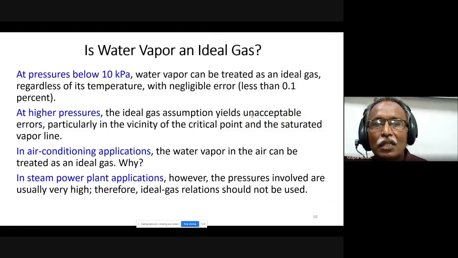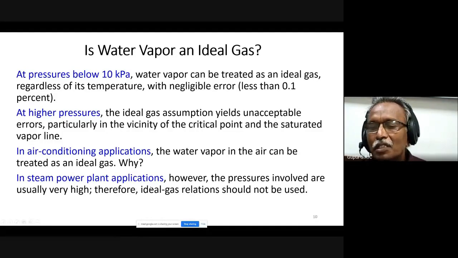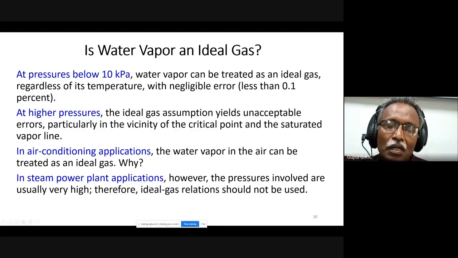So last class, this also we have discussed: whether water vapor is an ideal gas. So when the pressures are very low, that is less than 10 kilopascals, then I can consider water vapor as ideal gas with less than 0.1% error. But at high pressures, I cannot assume that, and the errors will be very large. So in air conditioning problems, the water vapor in the air can be treated as an ideal gas, but in steam power plant applications, because the operating pressures are very high, we cannot use ideal gas relations.